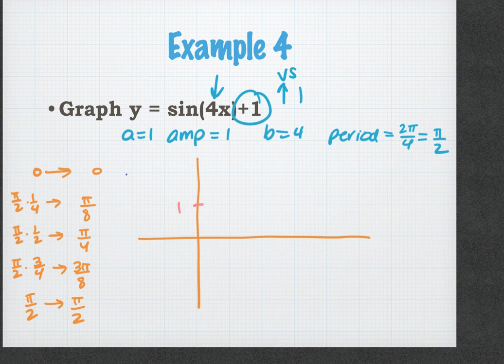My amplitude is 1. My key points, 0, pi over 8, pi over 4, 3 pi over 8, pi over 2. And because it's sine, it would normally start at 0. Go up 1, down 1, down 1, and up 1. And my curve would look like that. But the vertical shift up 1 says take all those points and shift them up 1 place.